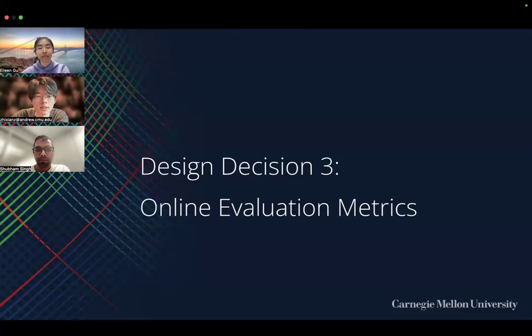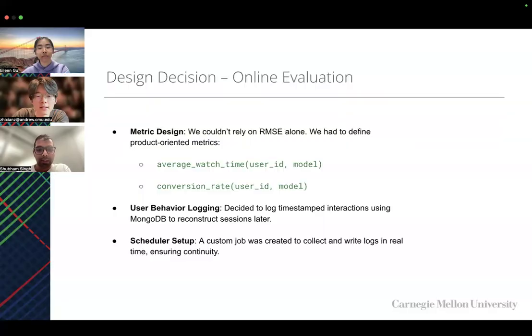Now the third design decision is the online evaluation metrics. We couldn't only rely on RMSE. We have to define some product-oriented metrics like average watch time, which is the total watch time divided by the number of users. And we have to find the conversion rate, the number of users who watched it divided by the number of users who were actually recommended. We use user behavior logging, and decided to log timestamp interaction using MongoDB. We used a scheduler setup for a custom job.